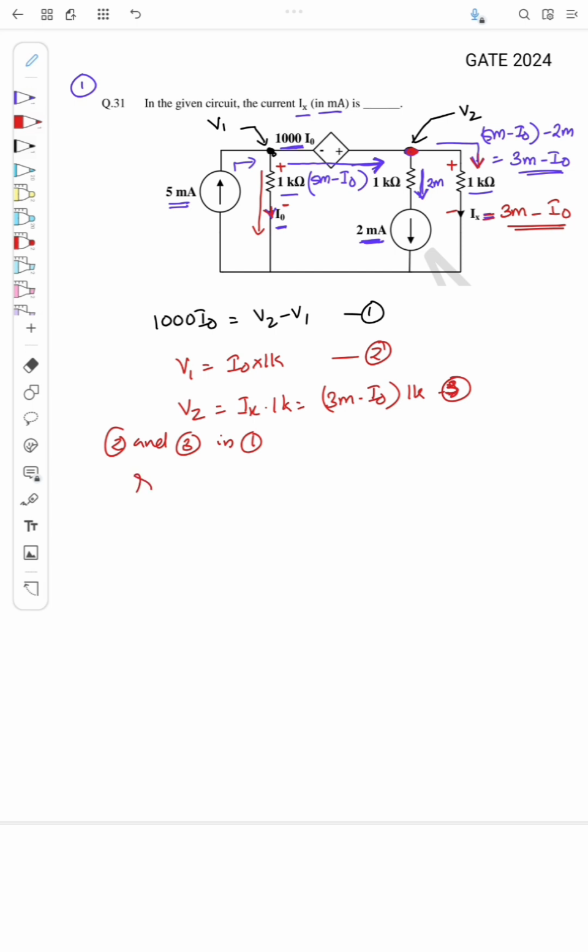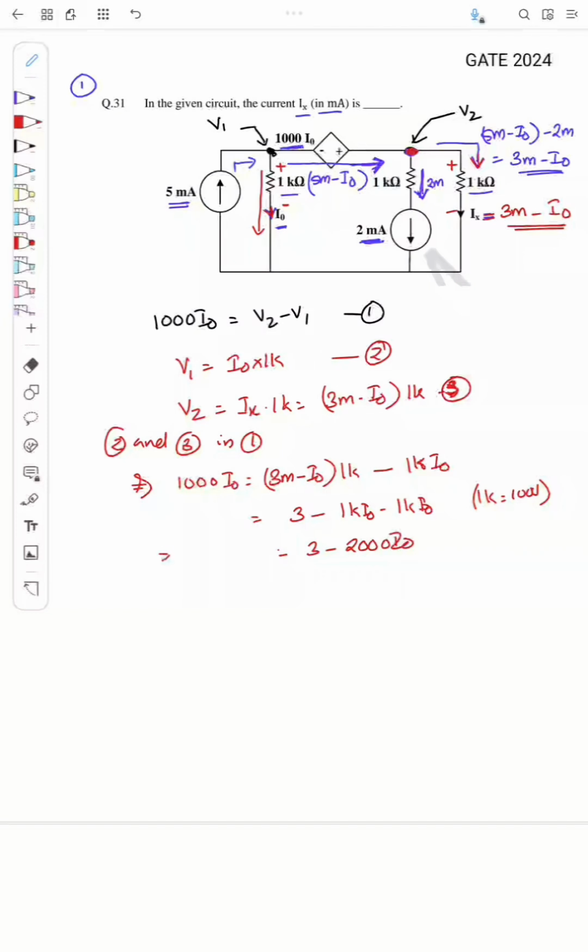Okay, so the equation 1 will be 1000 I naught equal to V2, which is 3 milli minus I naught into 1K, minus V1, which is 1K into I naught as per equation 2, right? So if I expand this, 3 milli into 1K is 3, minus 1K I naught, minus 1K I naught. So it is 3 minus 1000 I naught, 1000 I naught. So 2000 I naught, right? And LHS is 1000 I naught. Okay, so I will bring this 2000 I naught to LHS, so I will have 3000 I naught equal to 3, or I naught is equal to 3 by 3000, or it's equal to 1 milliampere.